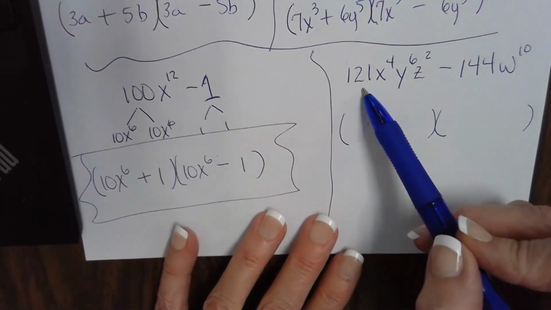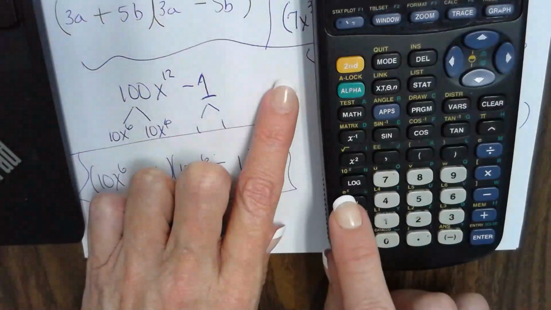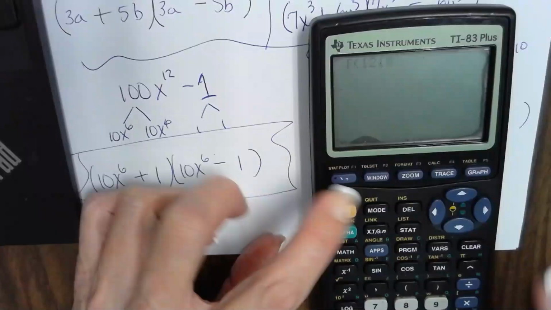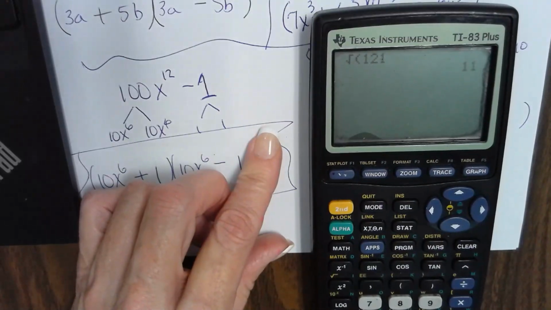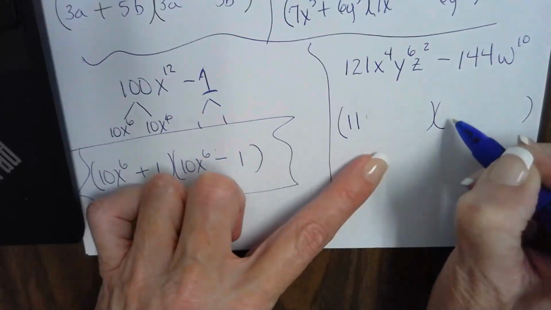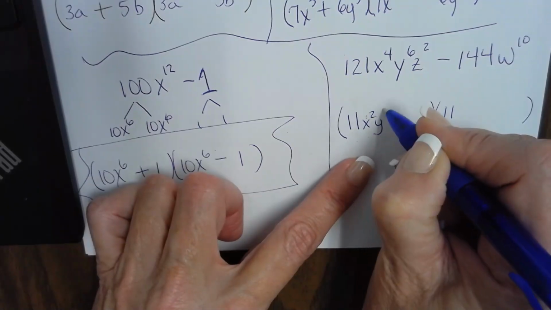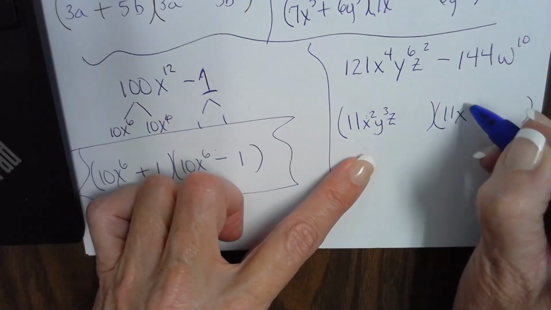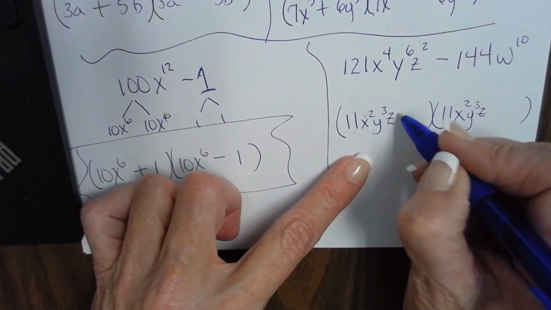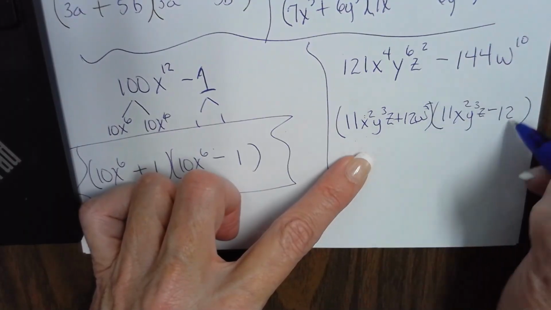Okay, so folks, if you cannot think of the roots for 121, you can use your square root button. So press second square root and put 121 in there. 11 is the root, 11 times 11. So 11 goes in the front slots, and then we're taking half of these, so it's going to be x squared, y to the third, z. Okay, last slots, 144 breaks down into 12 times 12, and then we would have w to the fifth.